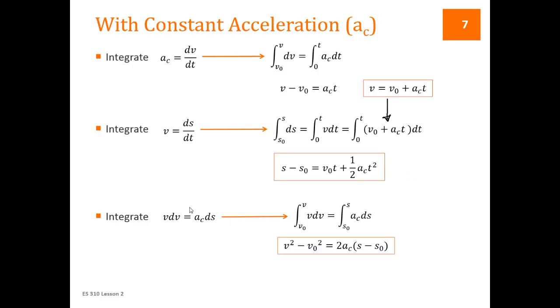The third equation was our v dv equals a ds equation. So the integral form of that: the integral of v dv is 1/2 v squared, evaluated from v naught to v. So you've got v squared minus v naught squared. The 1/2 went over here and became a 2, constant ac, s minus s naught.